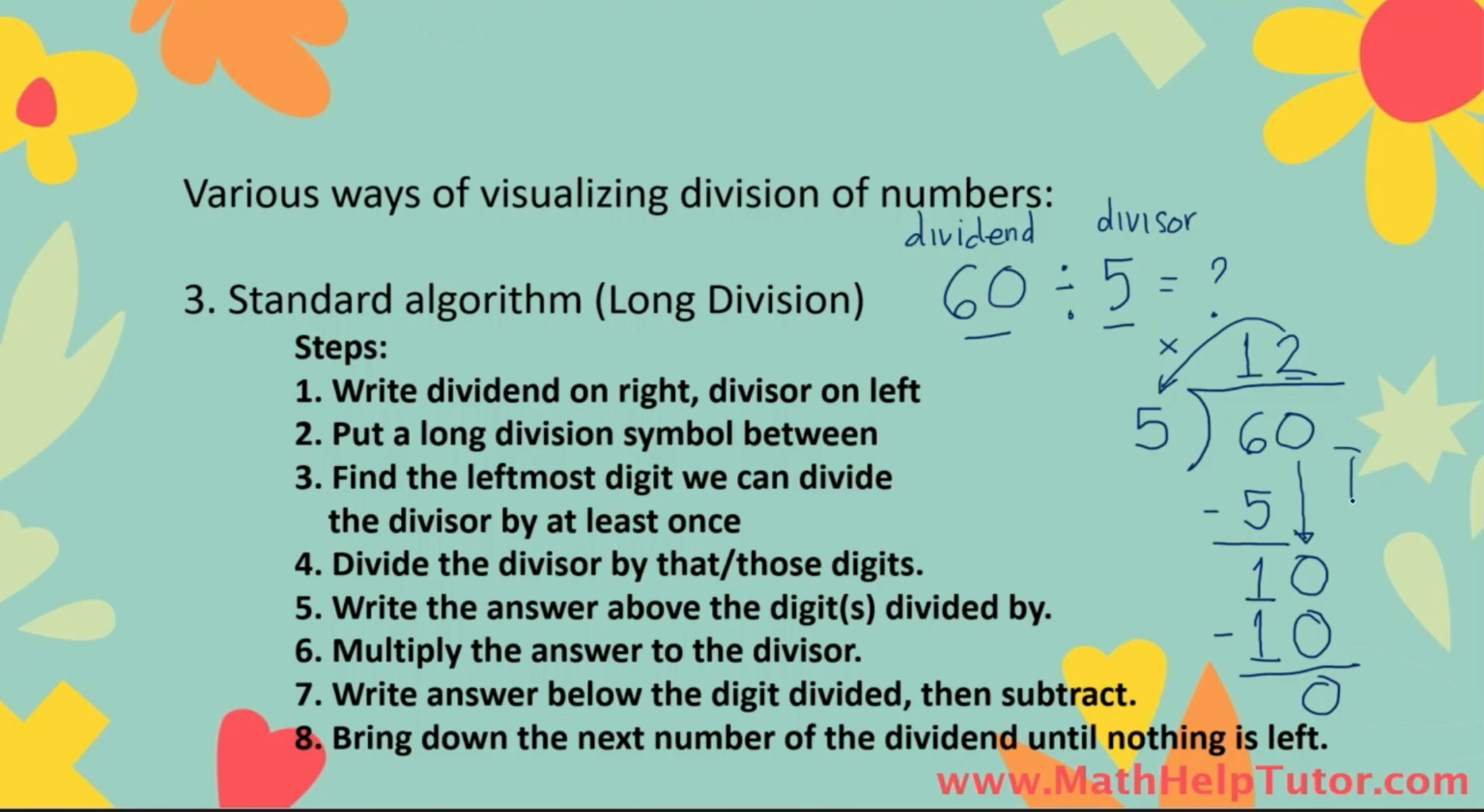Since there are no more digits that we can bring down, that means that this is the end of our long division process. And then to know the answer to 60 divided by 5, we look at the number on top of the dividend, which in this case is 12. And that is the answer to our division problem. 60 divided by 5 is 12.